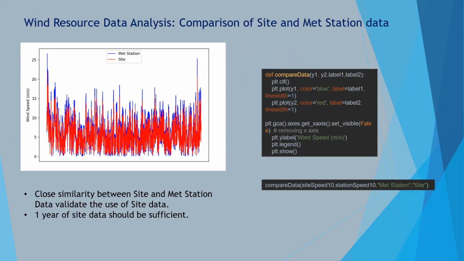I wrote a function here to plot two arbitrary data sets on top of each other. Then I called that function, as you can see here, inputting the site and the met station data. So you can see there's a very close relationship between the data. Based on that, then a year of data should be sufficient because the met mast data is reasonably similar, and that goes back 18 years.